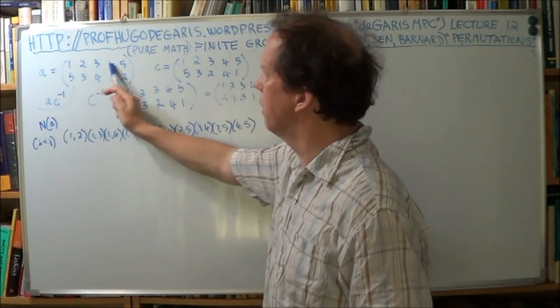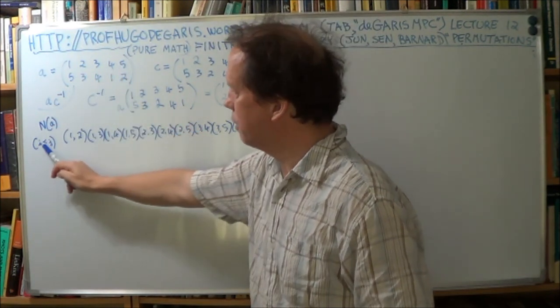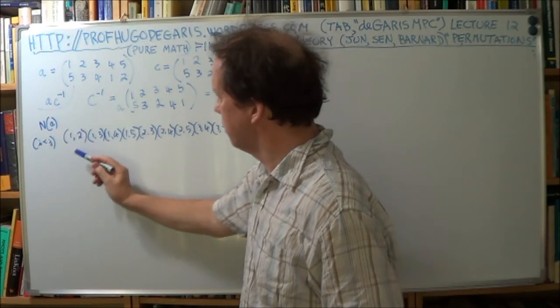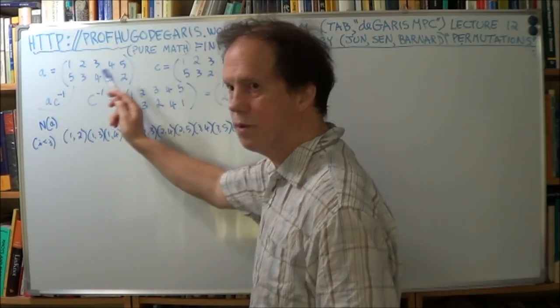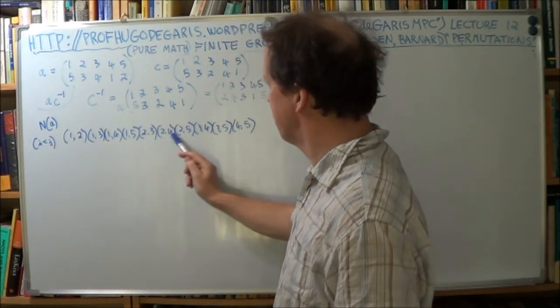These i and j come from this row, and i's got to be less than j. Now I think the total is 10. It should be 10, right? 4 plus 3 plus 2 plus 1. 1, 2, 3, 4, 5, 6, 7, 8, 9, 10.